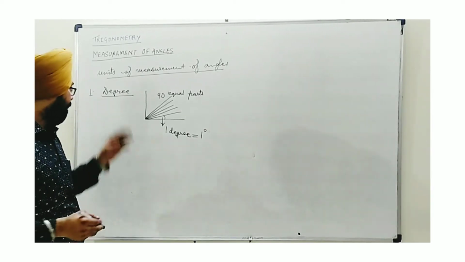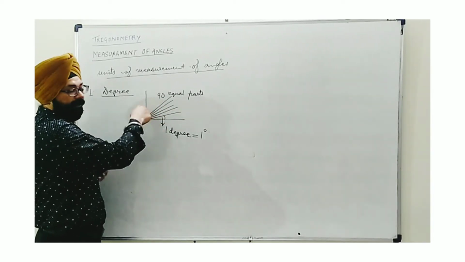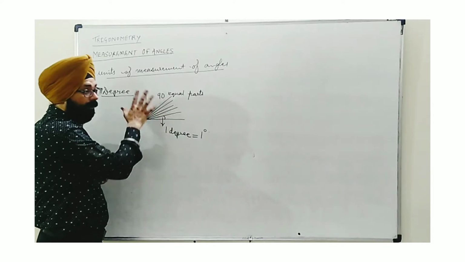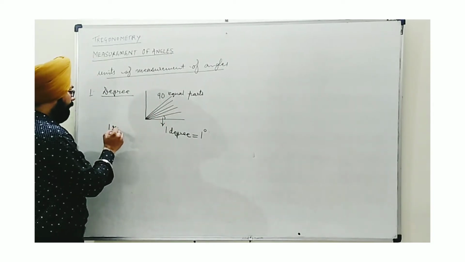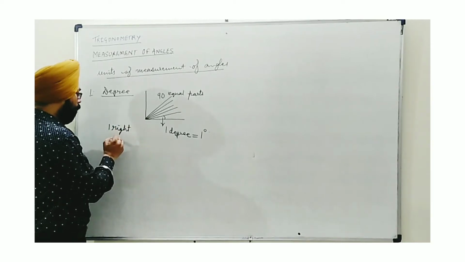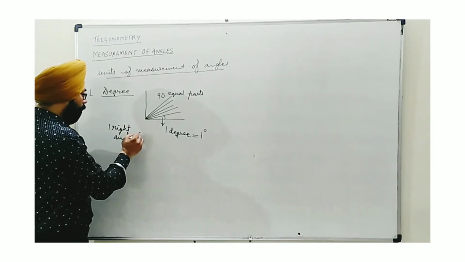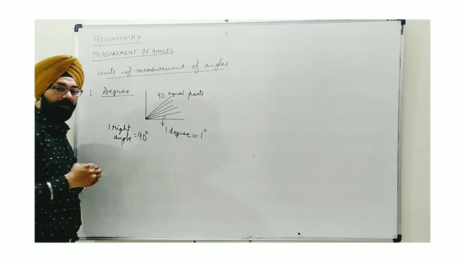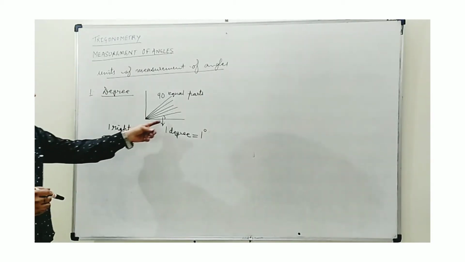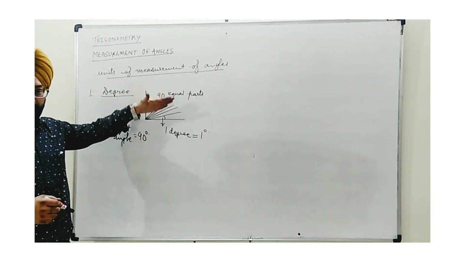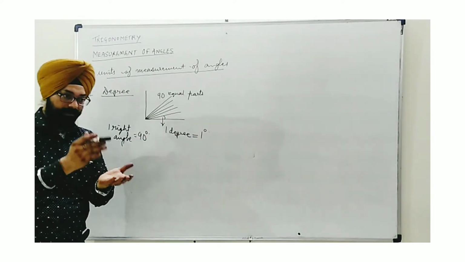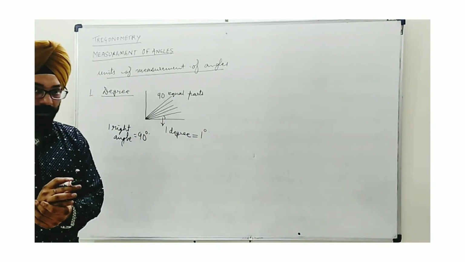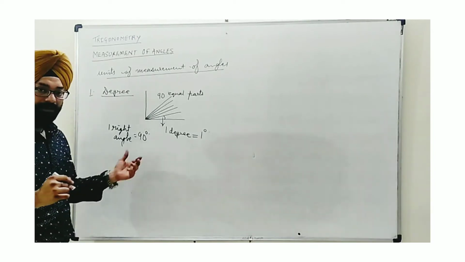Now a right angle, in this situation, when it is divided into 90 equal parts, that's why we say that one right angle is equal to 90 degrees. Why 90 degrees? Because, as I said, when it is divided into 90 equal parts, each part is measured as 1 degree. Okay, now this is about the definition.